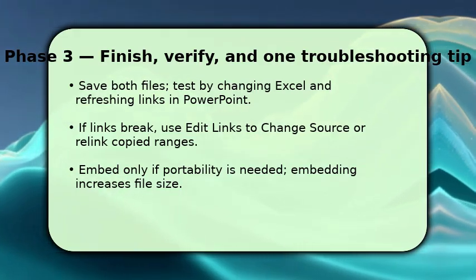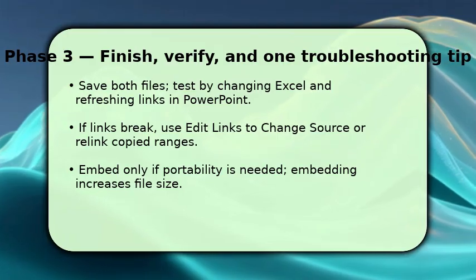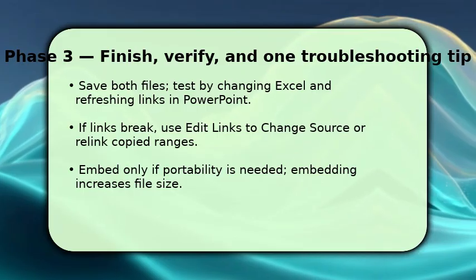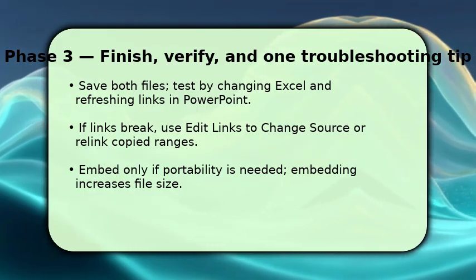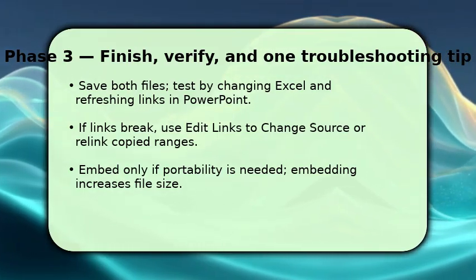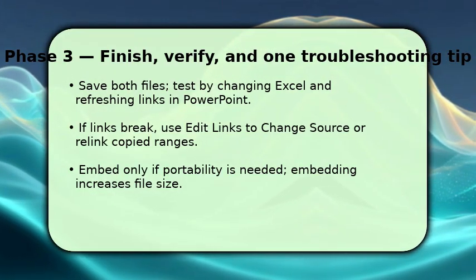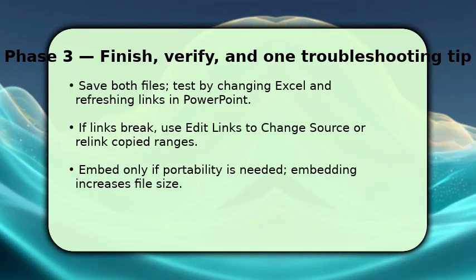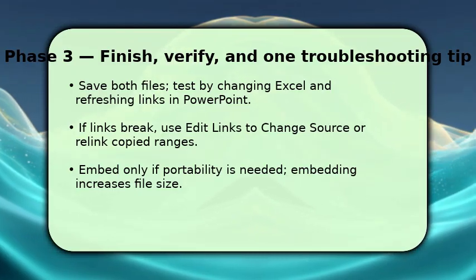If the link fails, go to Edit Links, choose Change Source to point to the correct workbook, or recopy and paste link the range. Make sure network drives are accessible when presenting. If you need a portable file, embed the object instead. Just know that embedding increases file size and stops live updates, which is why linking is preferred for dynamic data.